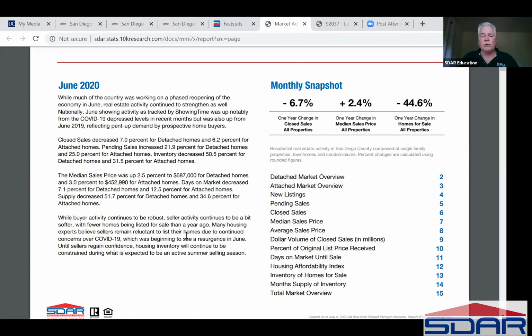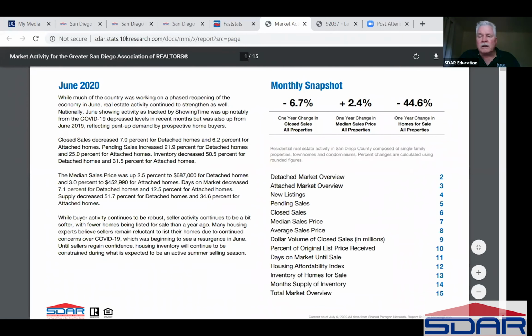I would like to encourage you that if you want to be a listing agent, now is a really good time to be a listing agent. I would get it going now. In fact, I've got some brokers in our office that I need to get back to work. But anyway, what's my detached market overview? We're going to talk about some of these numbers in a minute. Let me scroll down a little bit and we can hit that.